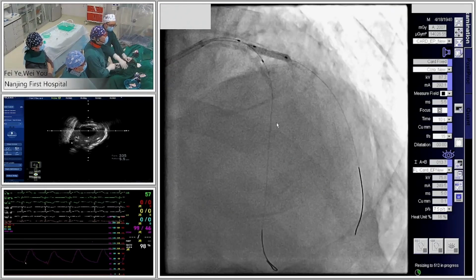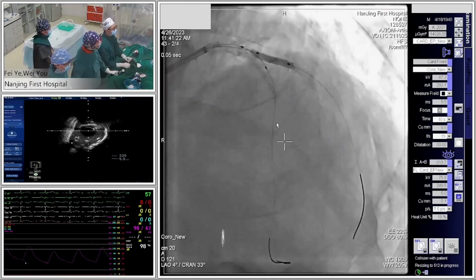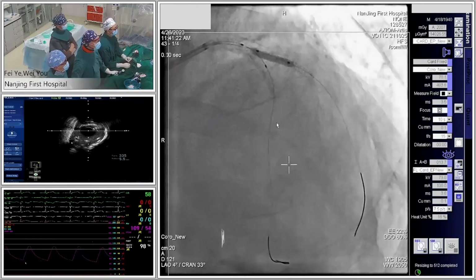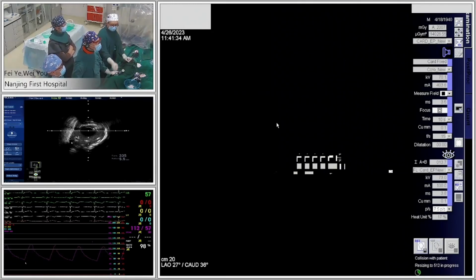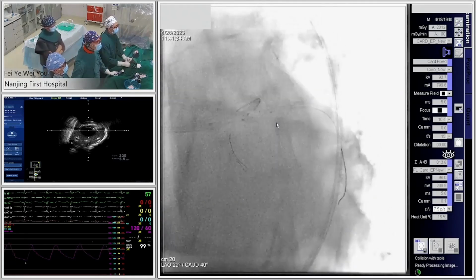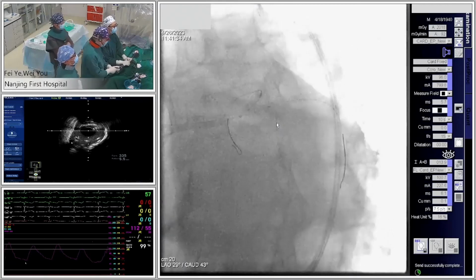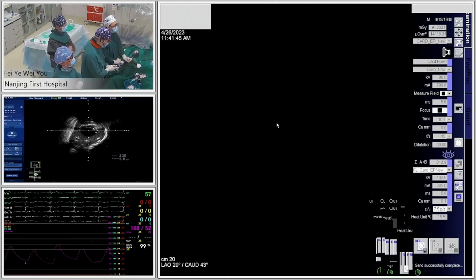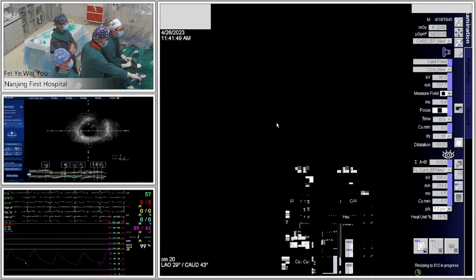Dr. Gan, please move to the spider view. So Chief, next we will perform the first kissing. Yes. Okay. One by one, non-compliant balloons. So for the kissing, balloon size selection is according to the distal 16, 18 part of the two branches. One is the LAD, one is the diagonal.